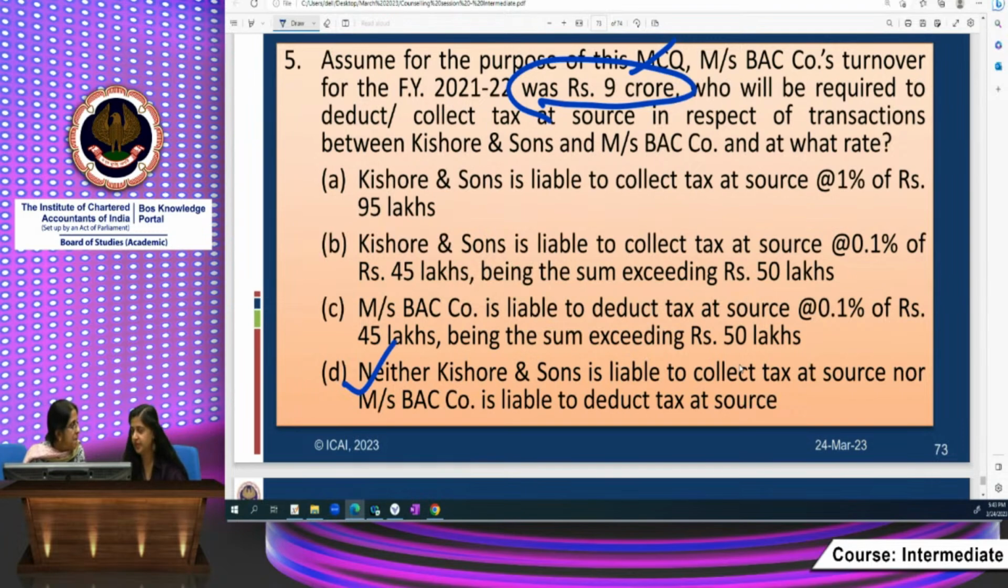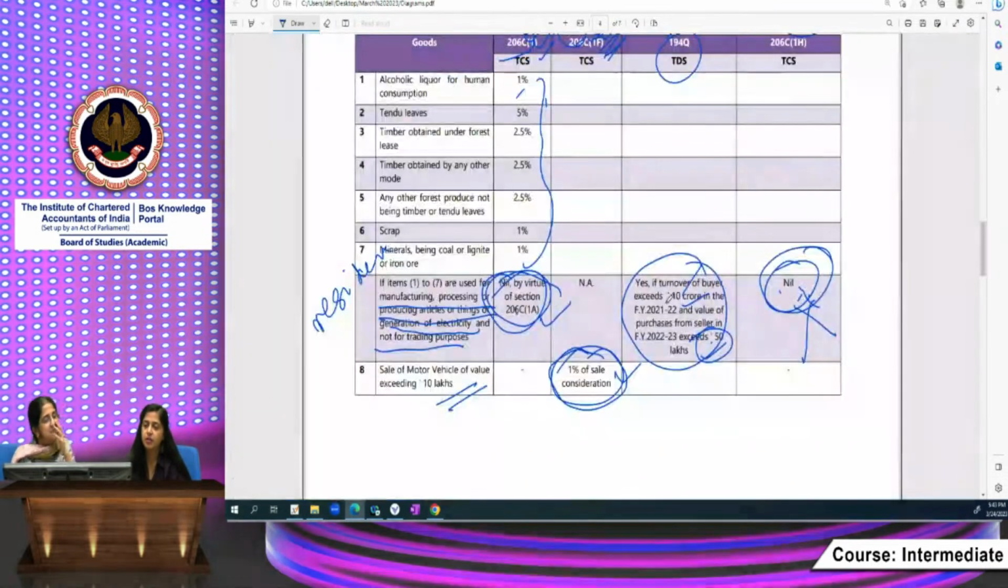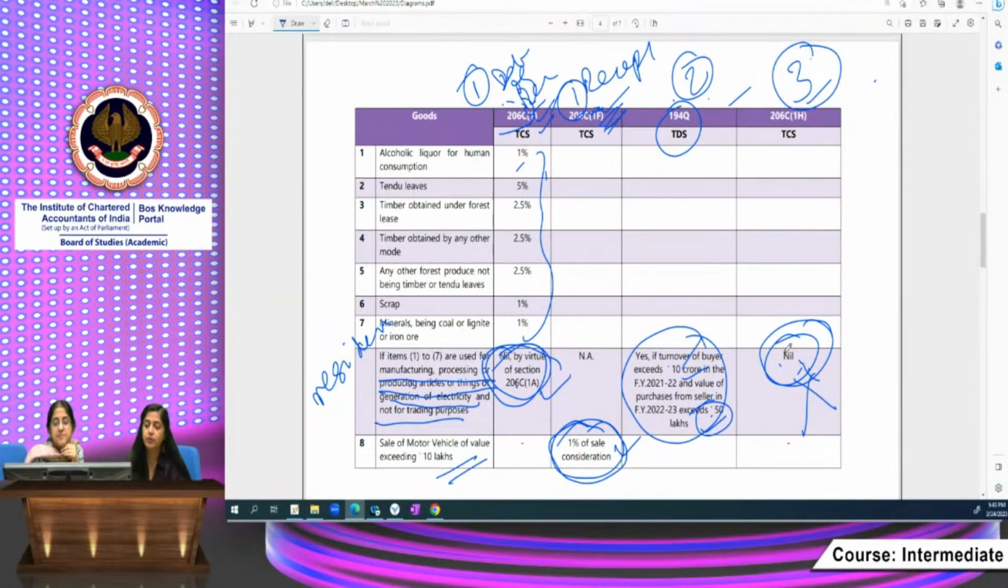Actually, 206C1H is applicable where the goods are not covered under section 206C1 and 1F. And in 206C1A, a special exclusion is there if the buyer gives a declaration that it is used for manufacturing of articles or things or generation of electricity and not for trading purpose. When a special exclusion is there under section 206C(1), that's why 206C1H would not be applicable in such a case.